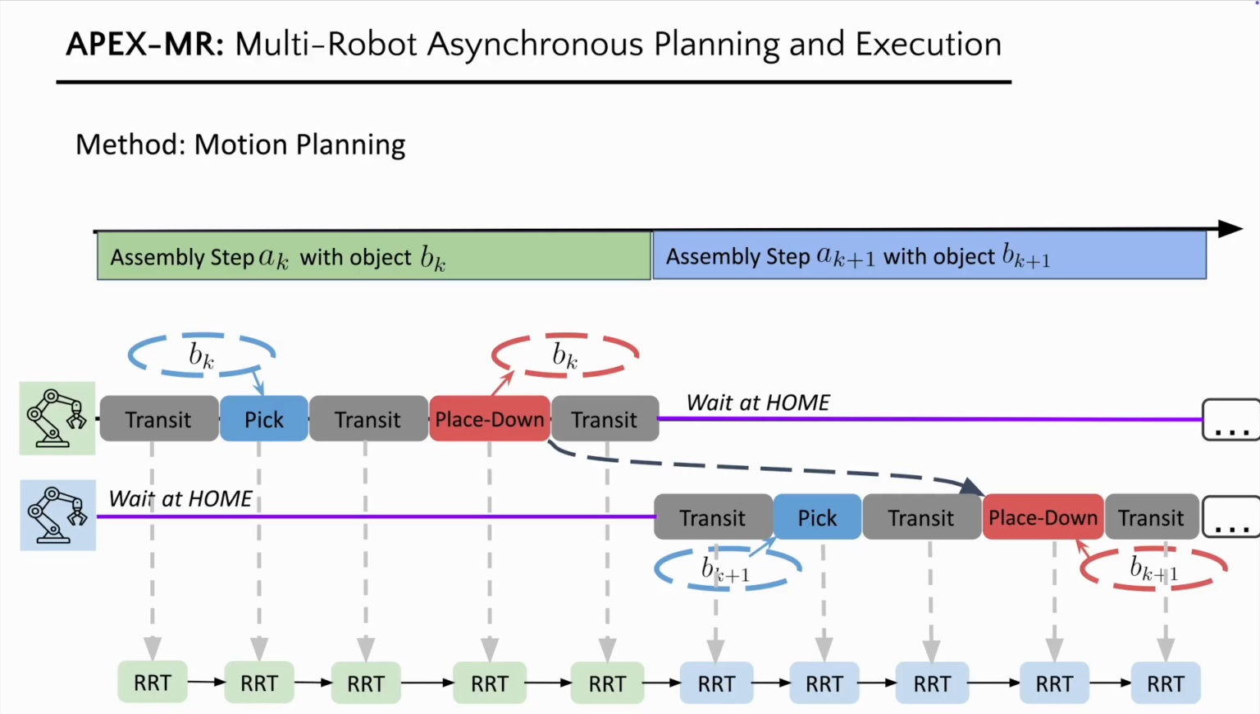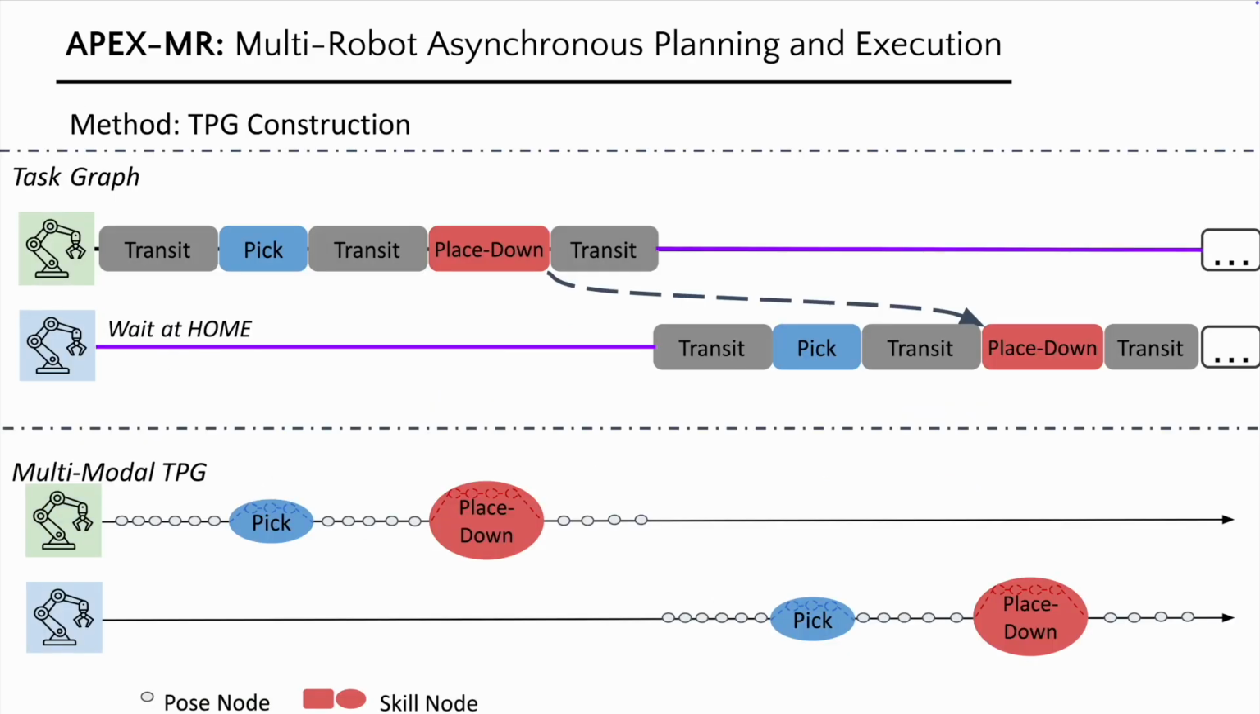Given the sequential task plan, the robot paths for each task can be planned with a single agent RRT Connect planner. The next step of our method is to build a partially ordered graph on the robot paths to capture the motion dependencies between the robots. We call this a multimodal TPG.